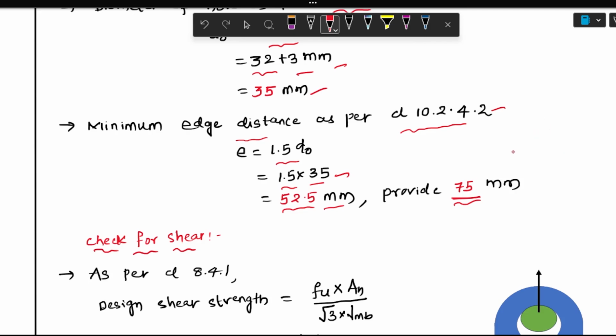Let us understand what this edge distance is. For example, this is a lug plate and this is a hole. The edge distance is nothing but the distance between the center of the hole to the extreme fiber of the lug plate. Anyway, you know, this is the diameter of the hole. Here the lug plate is welded to the container.